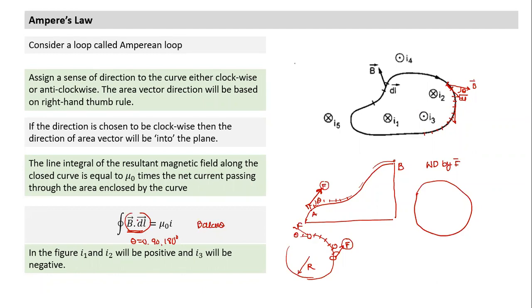So what does the line integral indicate? I think the term itself tells you what a line integral is. It's a dot product between the magnetic field and a small element along the path. If we add up that dot product along all the small elements in a loop, that's my line integral over a closed loop.